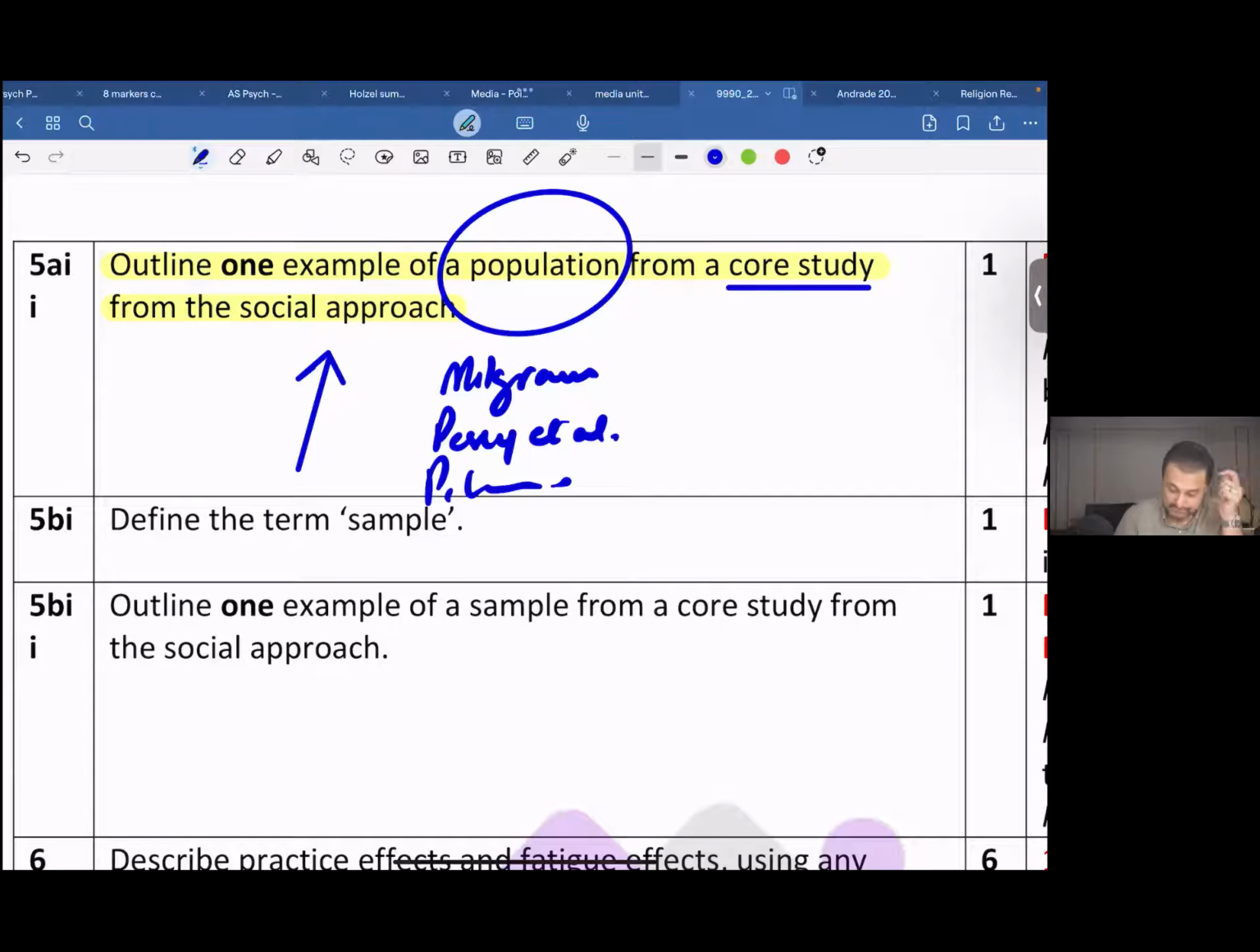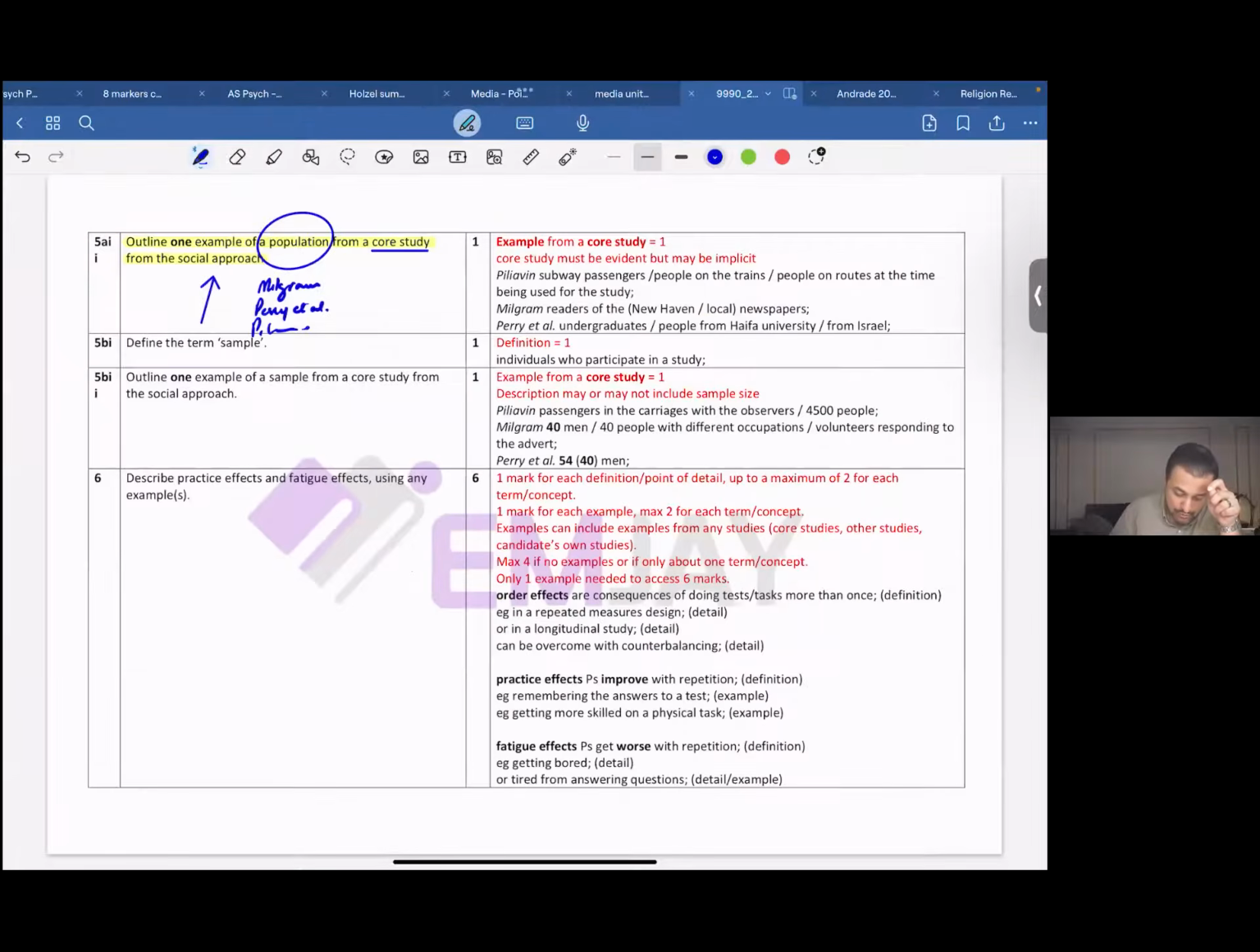So you need to know this. You need to know what studies are a part of your syllabus from the biological approach, what studies are a part of your syllabus from the cognitive approach, what studies are a part of your syllabus from the, what's the third one? Learning approach, what studies are a part of your syllabus from the social approach. So outline one example of a population from a core study from the social approach. This is a 1 mark question.